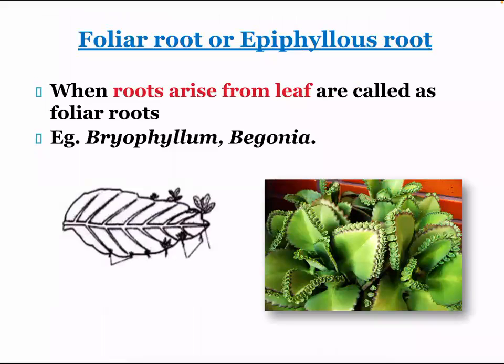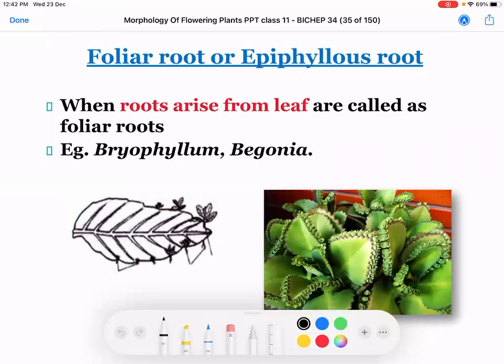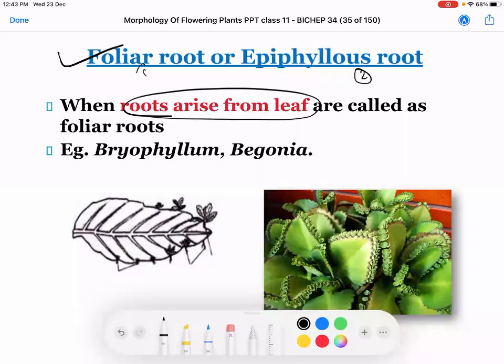Next, this is also a very specialized mechanism or adaptation of the root. It is for adventitious type of growth, right? Adventitious means the part of the plant which is not growing at its particular place of origin. Roots which arise from a leaf, which is not supposed to happen, are called foliar roots. So this adaptation is foliar root, or epiphyllous root, the second name. For example, Bryophyllum and Bignonia are plants having this kind of adaptation of foliar roots.